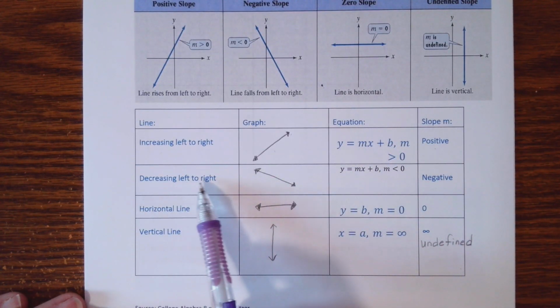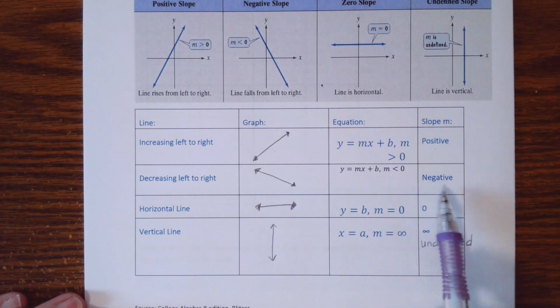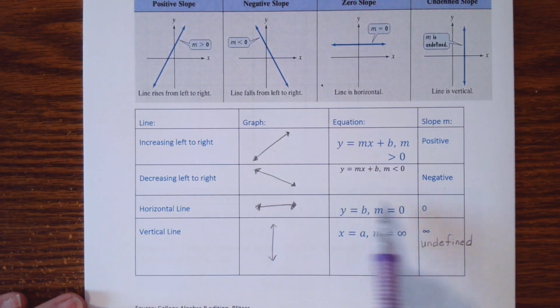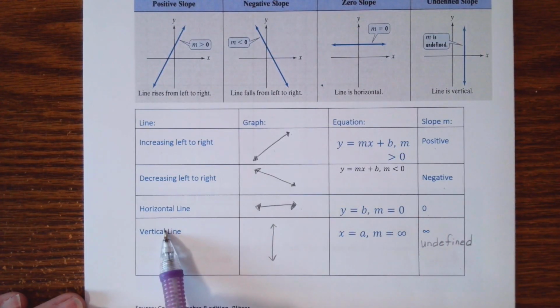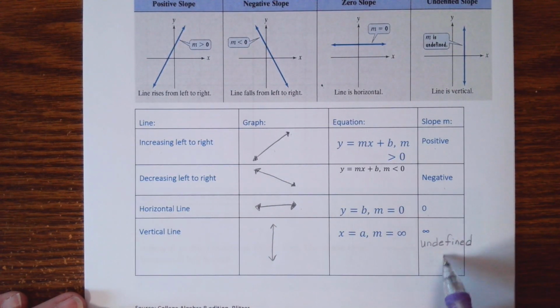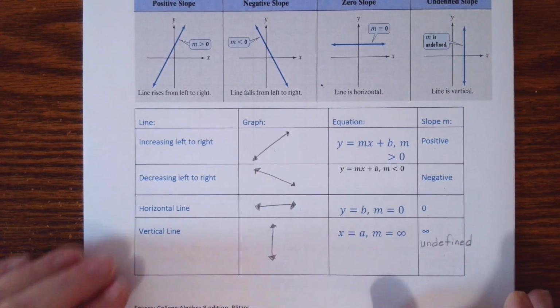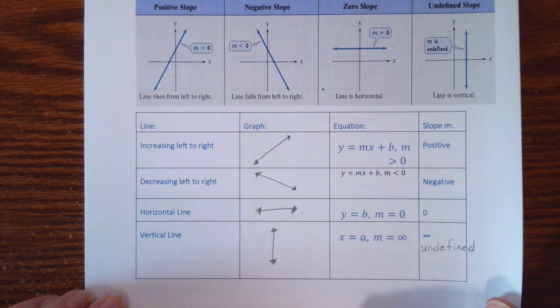If it's decreasing from left to right, we would consider that a negative slope. A horizontal line is a zero slope. A vertical line is considered to be undefined. All right, so we're going to be working with all different types of lines. So here we go.